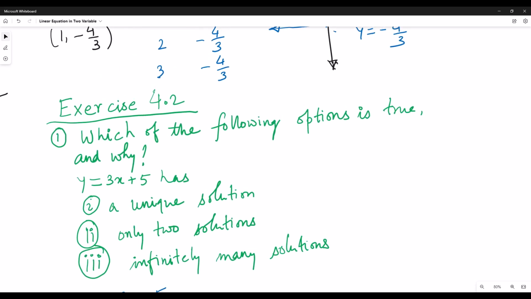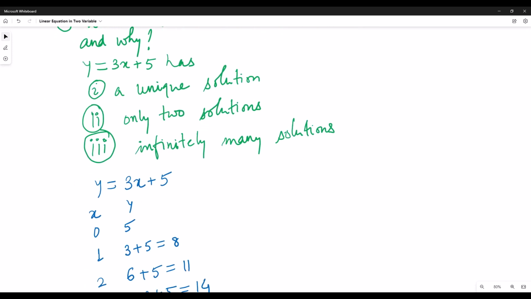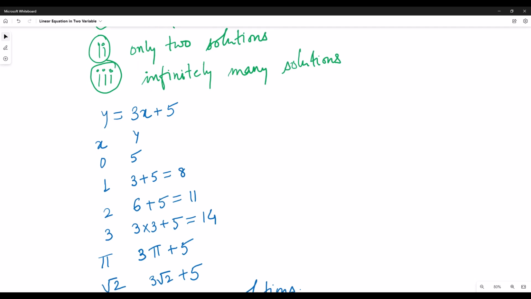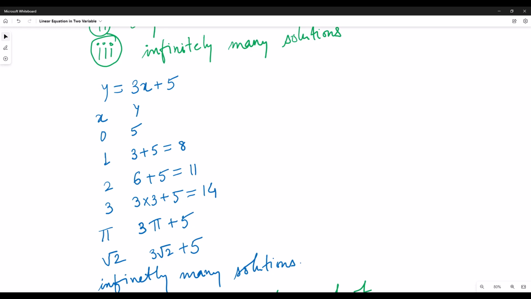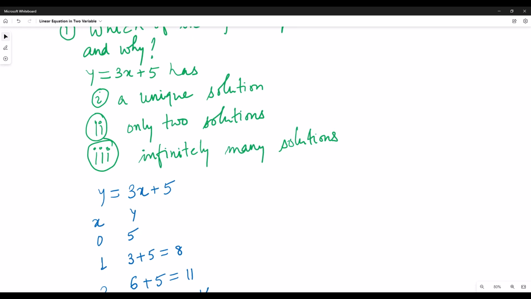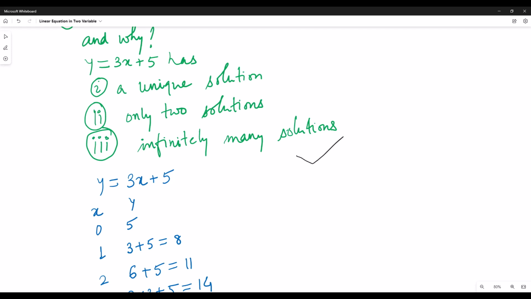This is a linear equation in two variables, and because it is a linear equation in two variables, the roots of this will be infinite, and we can try to find them as well. If you put the value of x as 0, then y will be 5. If we put the value of x as 1, then y will be 8. If you put the value of x as 2, 3 or pi, you get a different value of y for every value of x. So you can see that this solution is not unique, and not only 2, but the solutions are infinitely many.